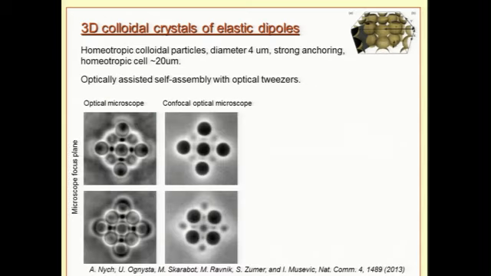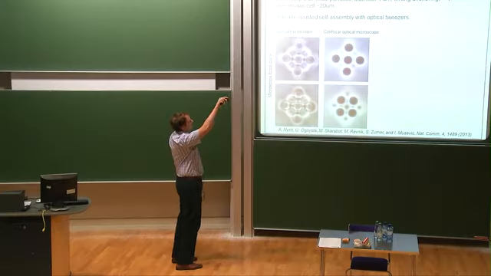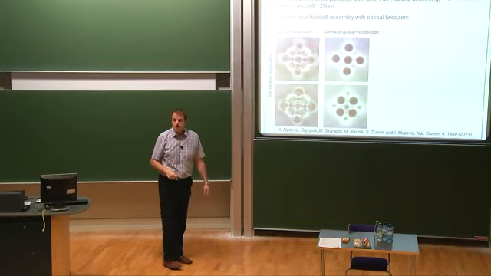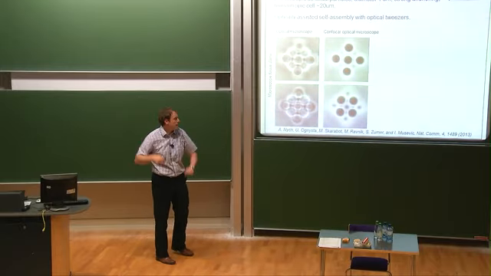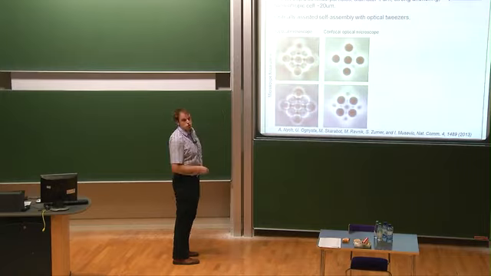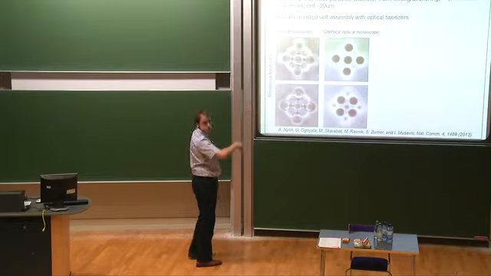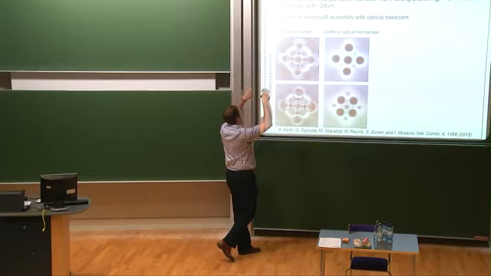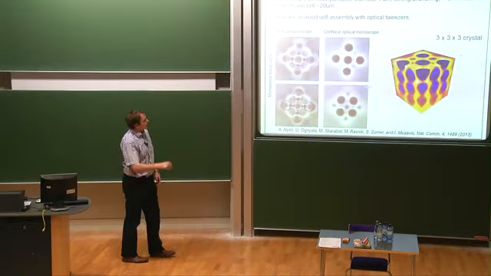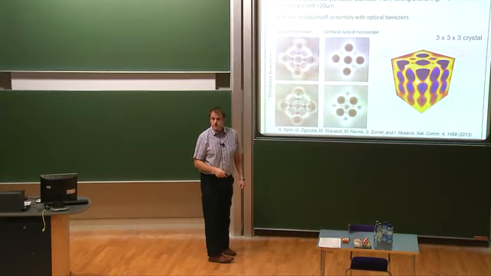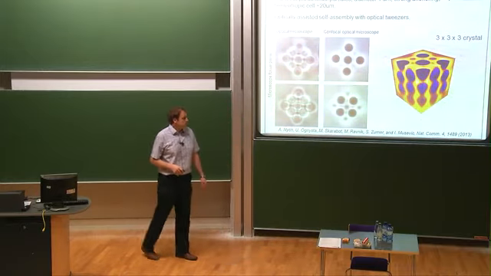Going from this numerical prediction, these things can actually be realized in experiments. What you see here is a work from the Muševič lab. The particles are 4 micrometers in diameter, with strong homeotropic anchoring, so perpendicular anchoring at the surface. I have them in an isotropic cell, in a homeotropic cell of this thickness. This is a top view, so the cell goes into the plane, and now you see a 3 by 3 crystal. That's a structure which you can make.